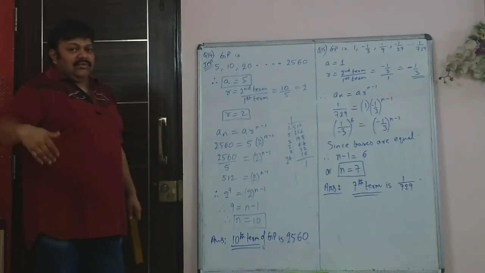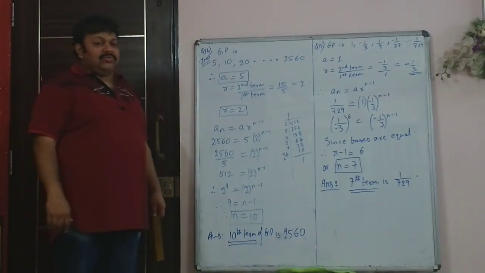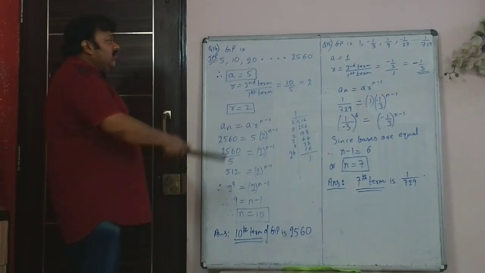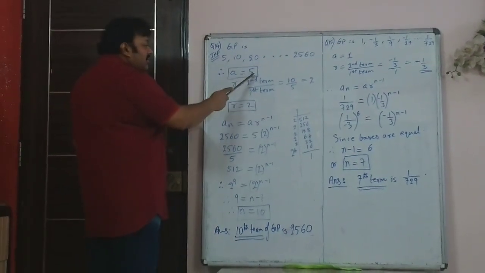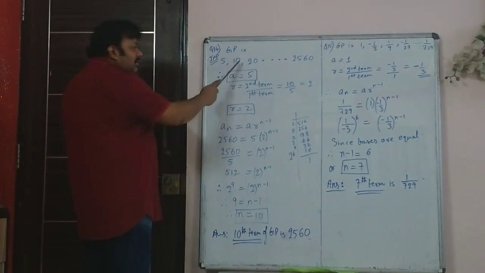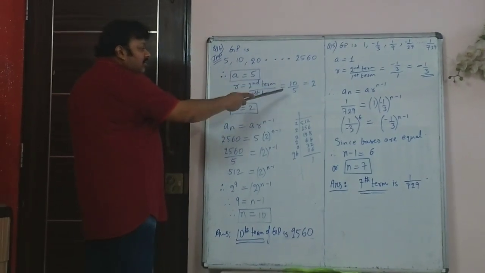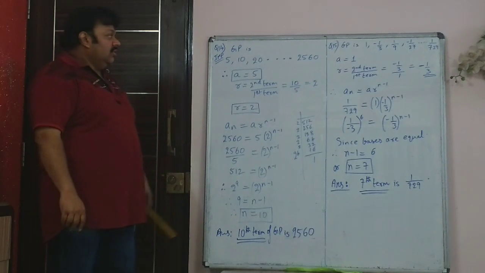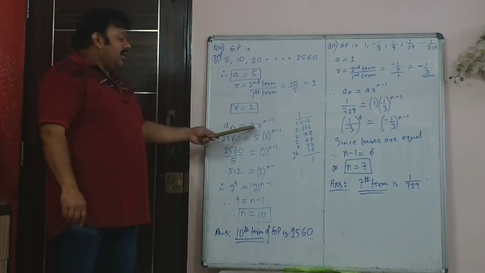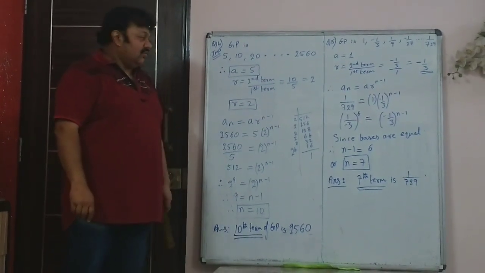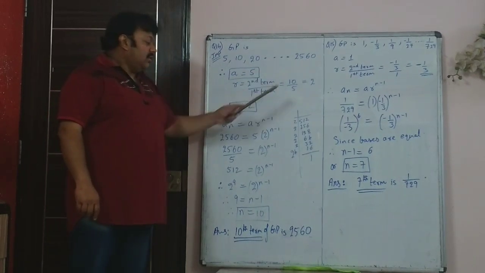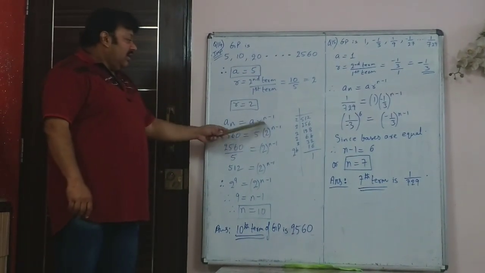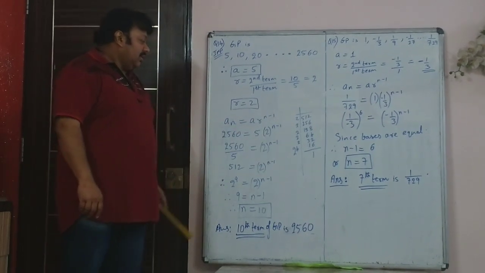Of course, I haven't come to that part, that would be the next part when we find the sum of all the terms in GP. So now in this case, first term is a, that is 5. And second upon first term is 10 upon 5, that is 2. So that gives you r is 2. So nth term formula is a r raised to n minus 1. You know the nth term is 2560, that is a is 5, r is 2 raised to n minus 1.